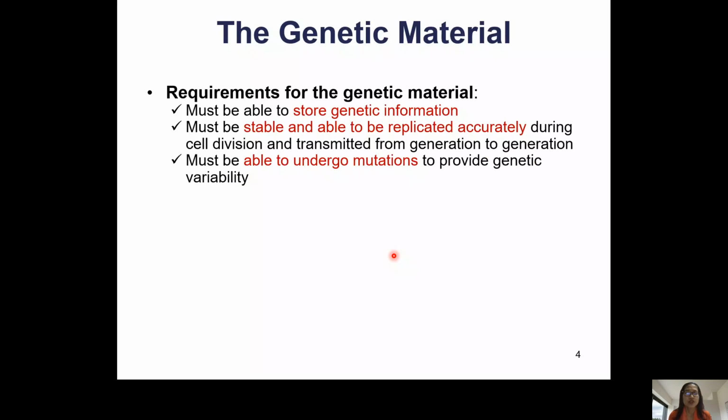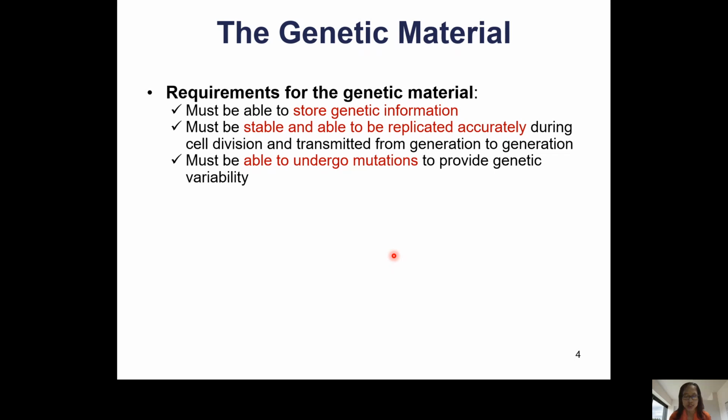Yeah, here it is. So actually for a material to be called a genetic material, it should fulfill these three requirements. The first one, it must be able to store genetic information. Remember? To store genetic information. That's the first requirement. The second one, it must be able to be replicated accurately and it should be stable.